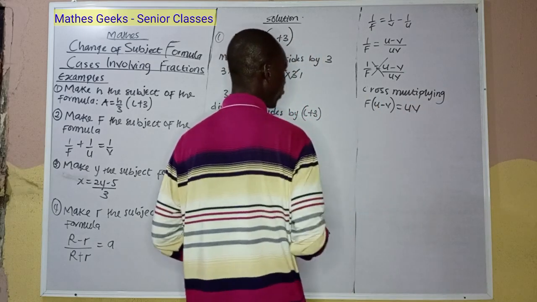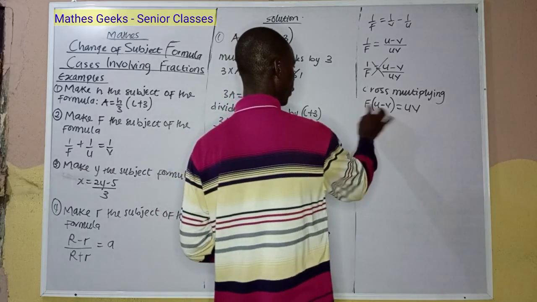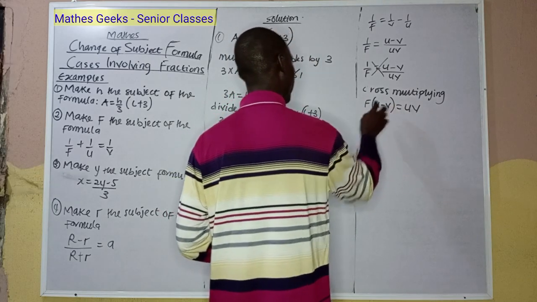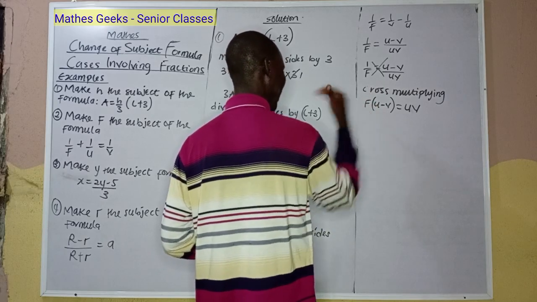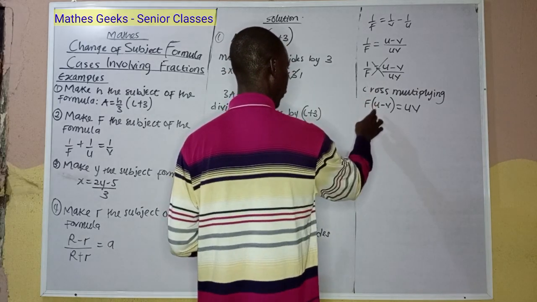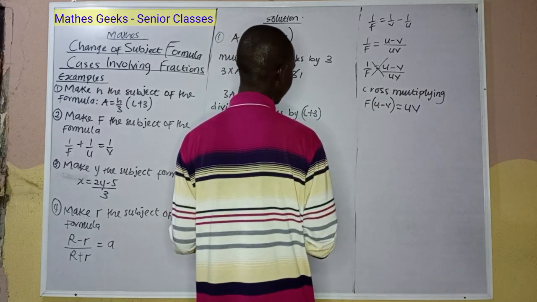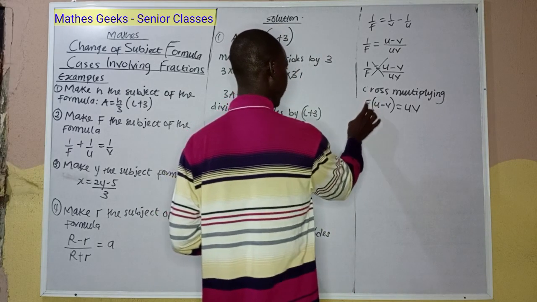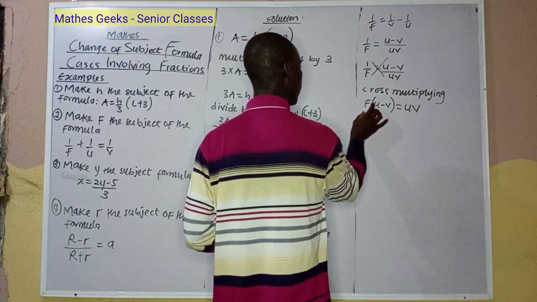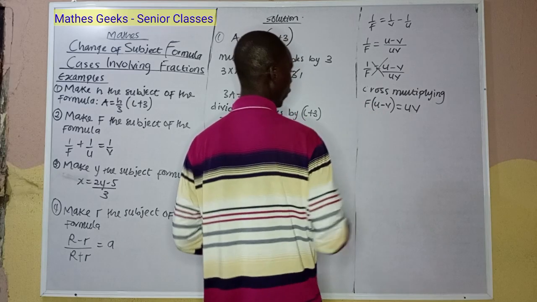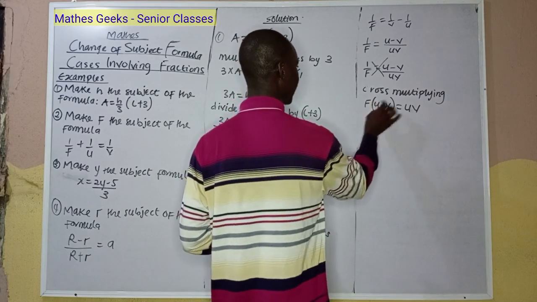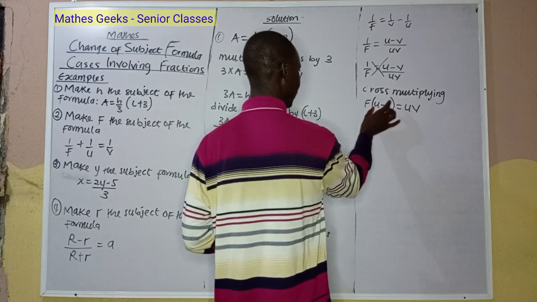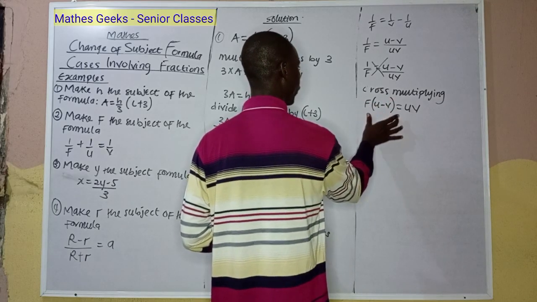So I'm not going to expand. Expand means to open the bracket by using f to multiply whatever we have in the bracket. I'm not going to do that because I want to make f stand alone. My goal is to make f stand alone. So in order to make f the subject of the formula, I'm going to eliminate this bracket. These letters inside the bracket are related to f by multiplication.